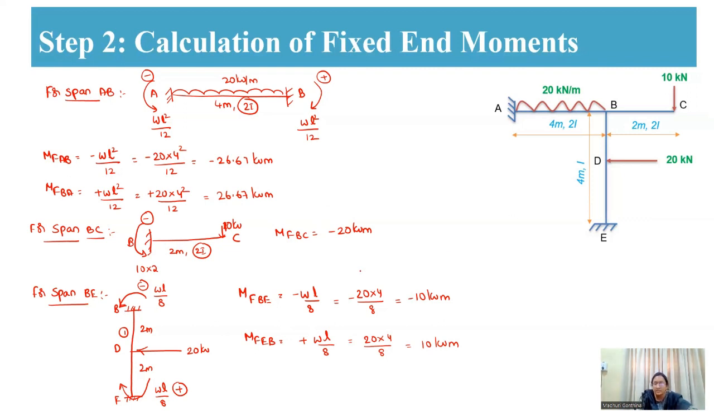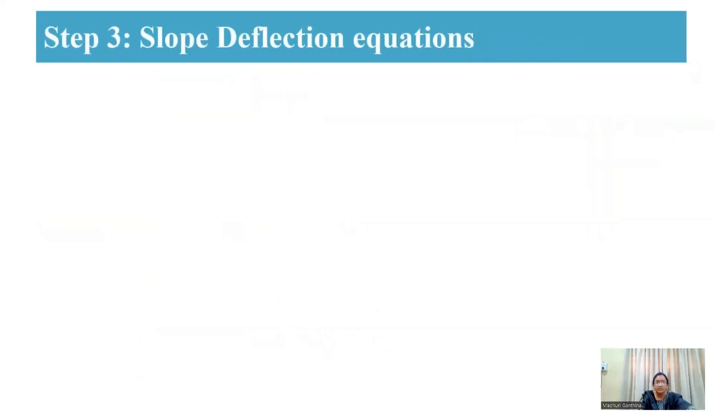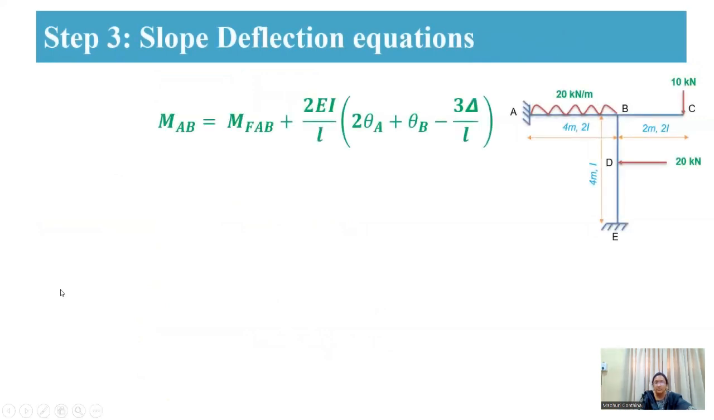So now, using these fixed end moments, you are going to substitute in the slope deflection equations. So in the next step, we are going to use the slope deflection equations. The generalized slope deflection equation for MAB is the fixed end moment MFAB plus 2EI by L into 2 theta A plus theta B, that is the moment due to the rotation, and minus 6EI delta by L square, that is the moment due to the settlement. But here in this case, as there is a no sway condition, this delta will be equal to 0.